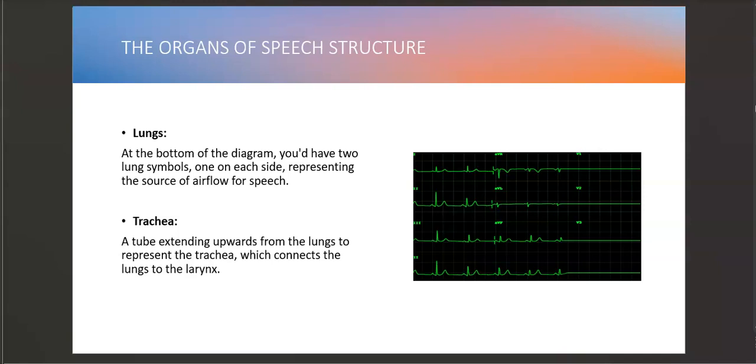So at the bottom we have the lungs. Then from the lungs we move to the trachea, and the trachea is just a tube extending upwards from the lungs, which connects the lungs to the larynx. So from the lungs at the bottom, you move to the trachea and you show it in the form of a tube that connects the lung to the larynx. So that is the presentation there.